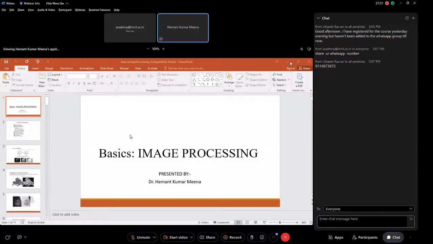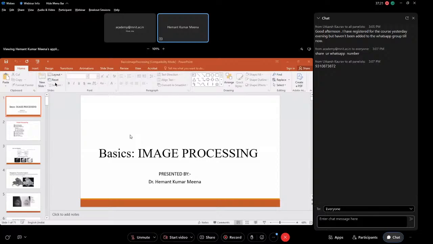So, as we discussed in the morning, the objective of this workshop is mainly to facilitate the application of the concepts which we are learning in DSP.